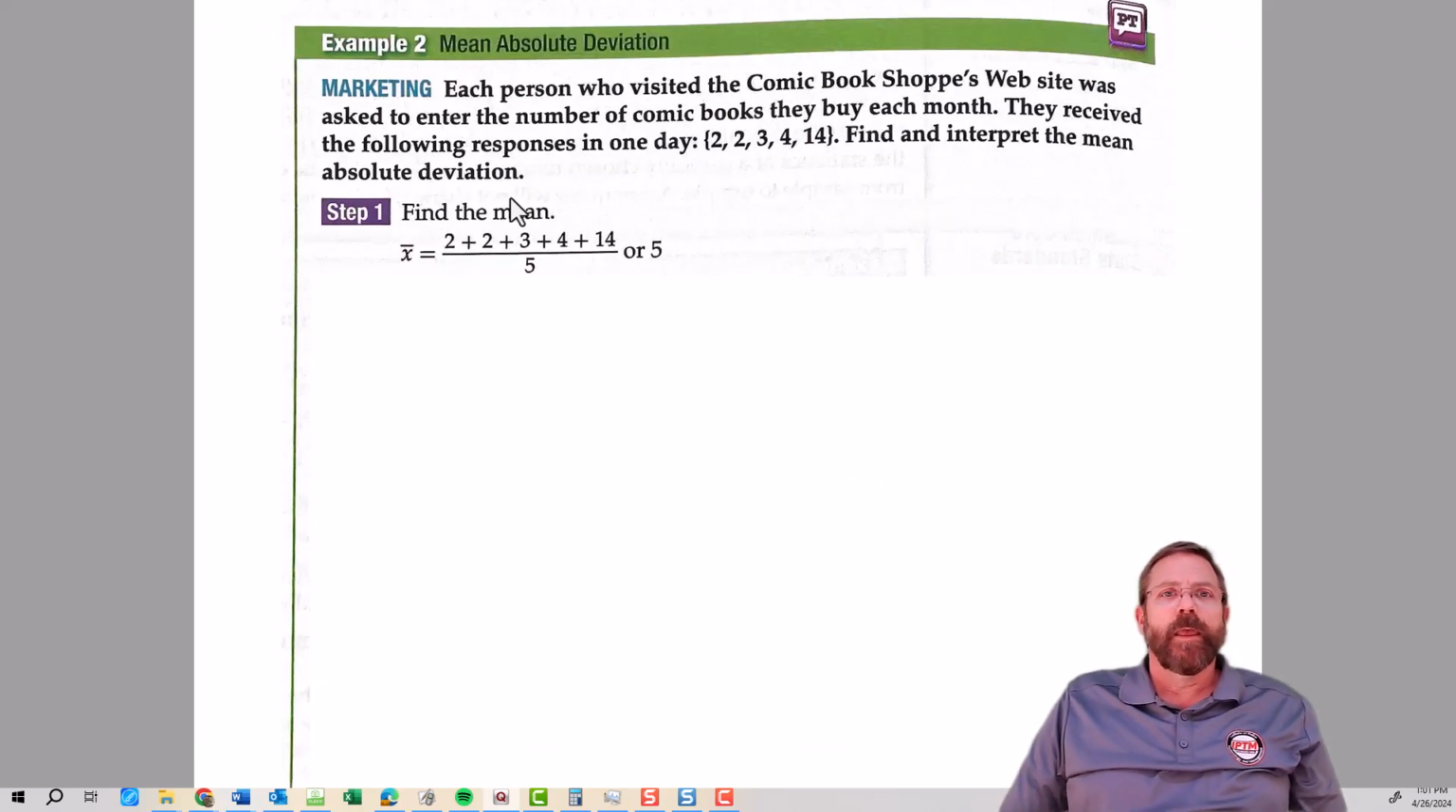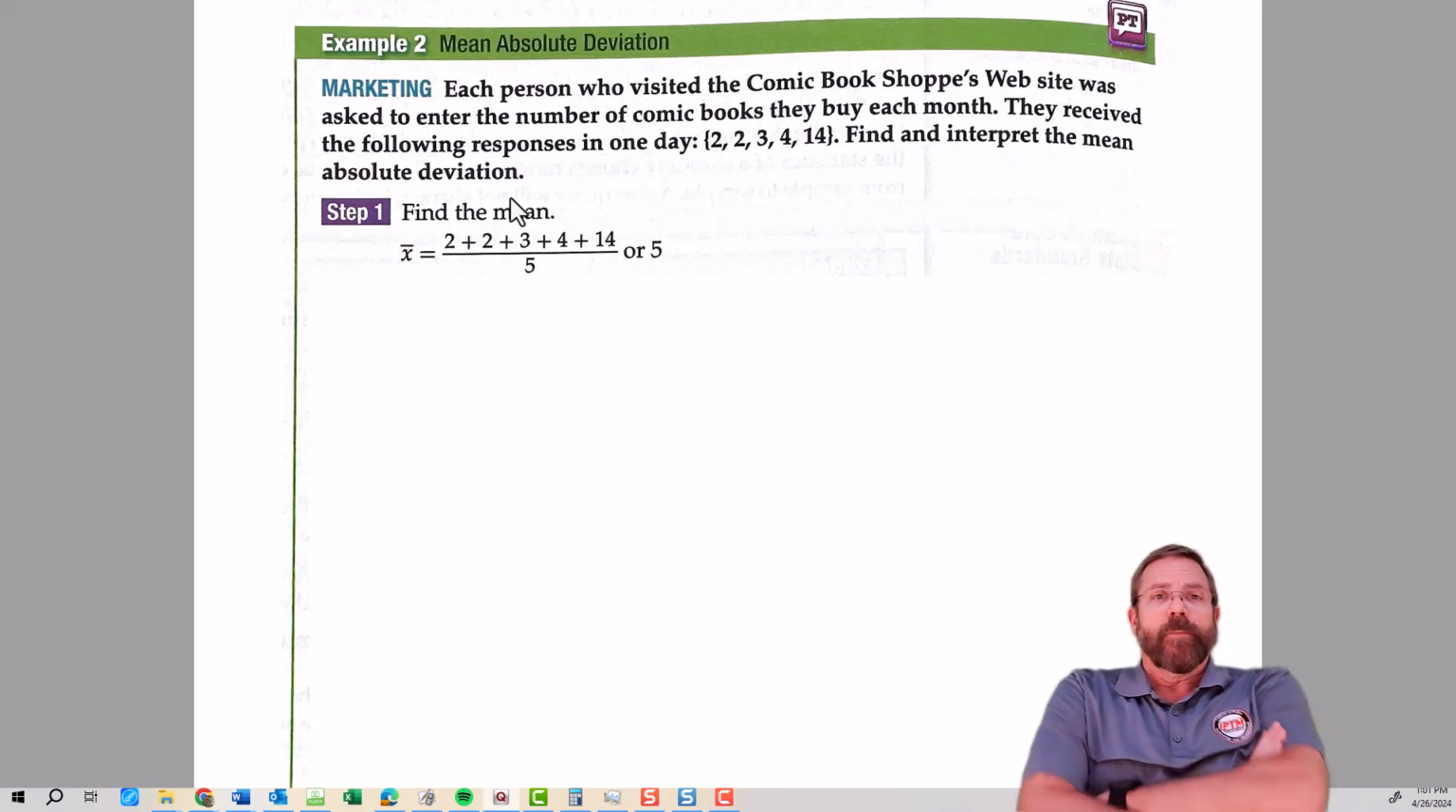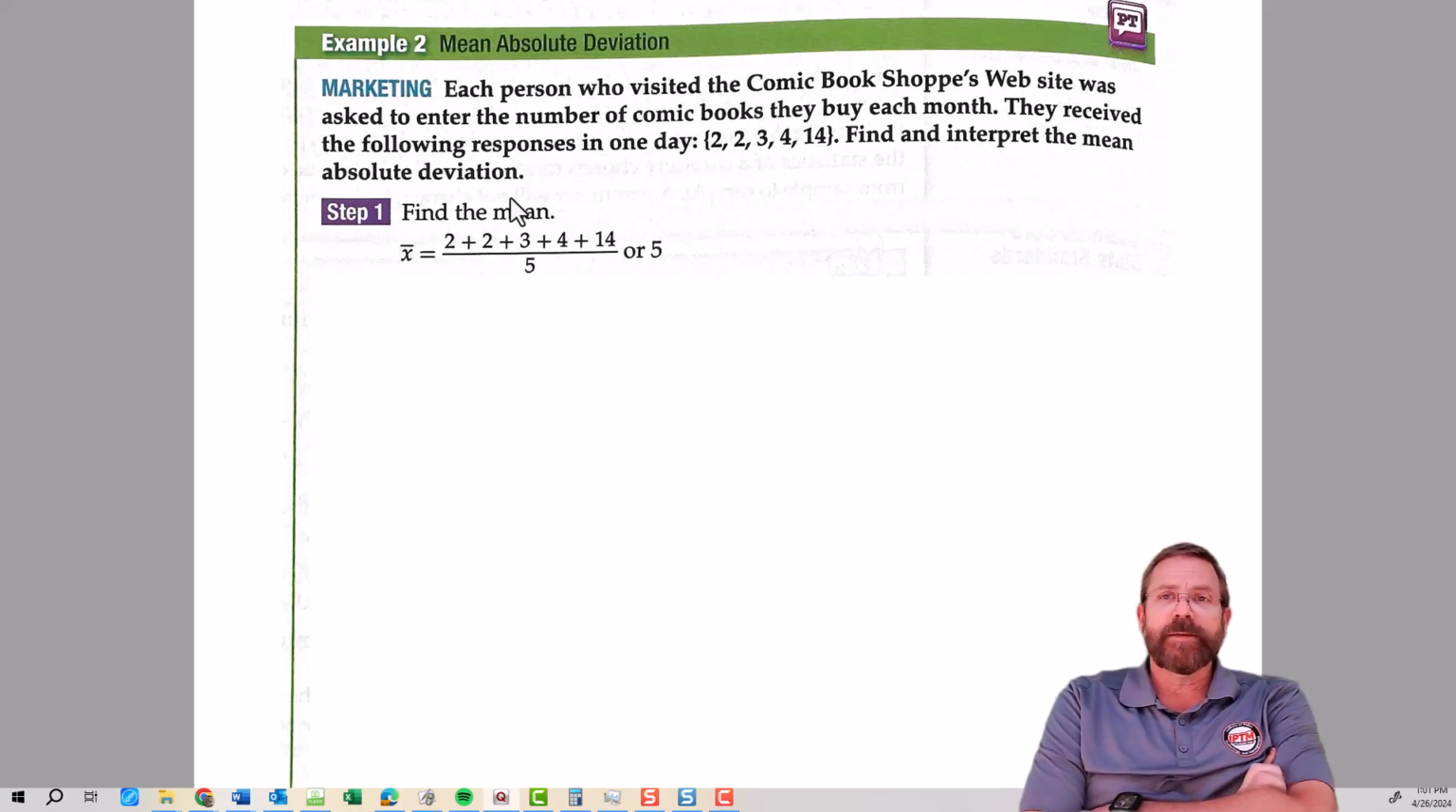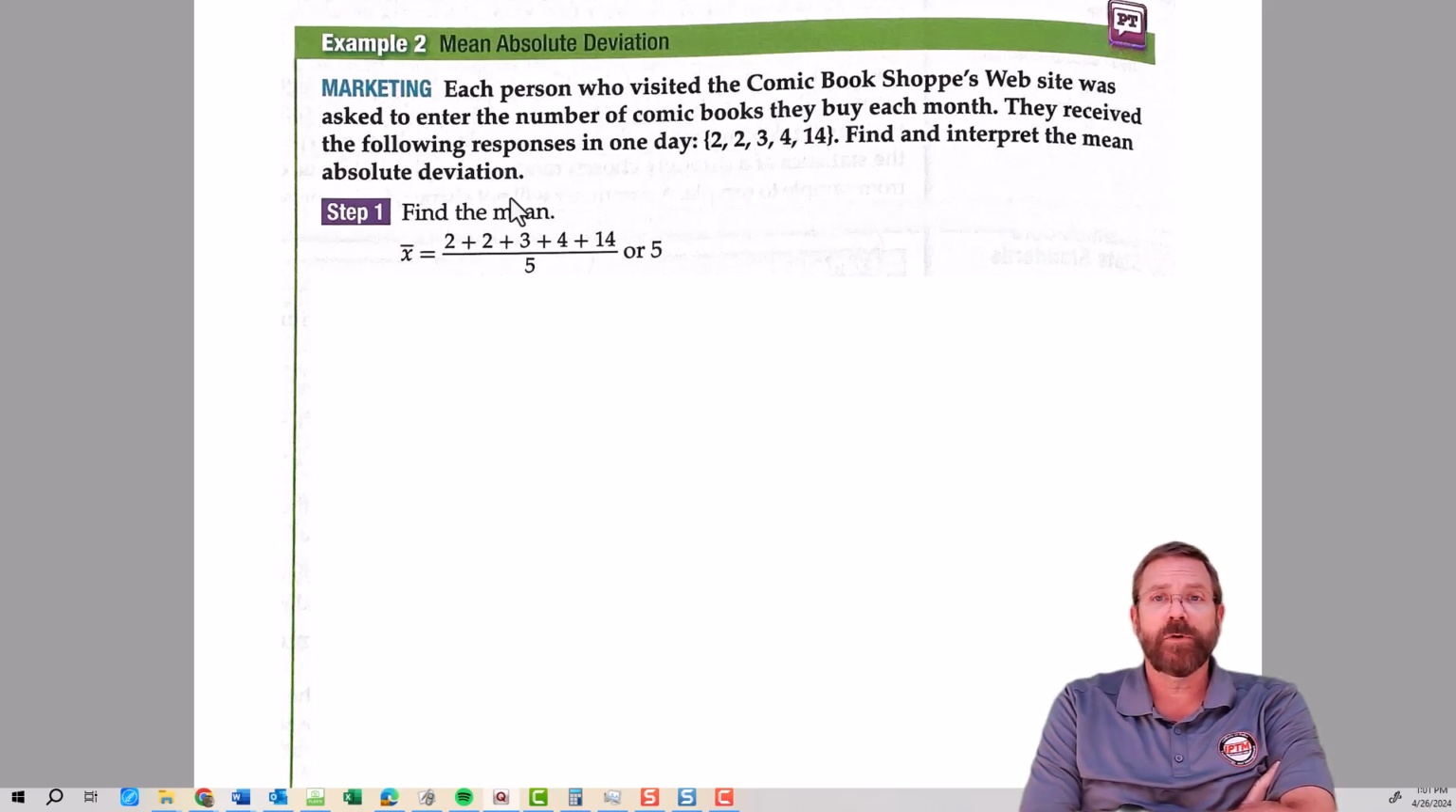Now, let's look at example number 2. Each person who visited a comic book shop's website was asked to enter the number of comic books they buy each month. They received the following responses in one day: 2, 2, 3, 4, and then this wildcat out here buys 14 comic books in a month. It says find and interpret the mean absolute deviation.